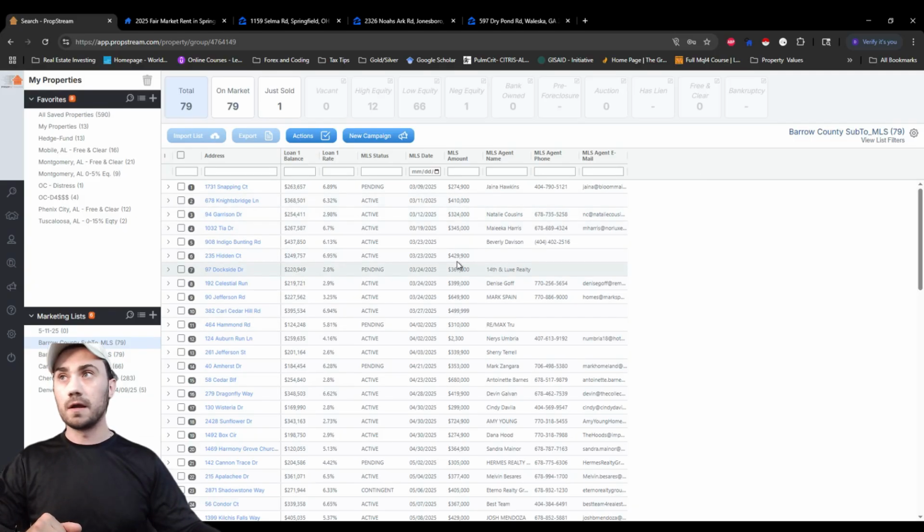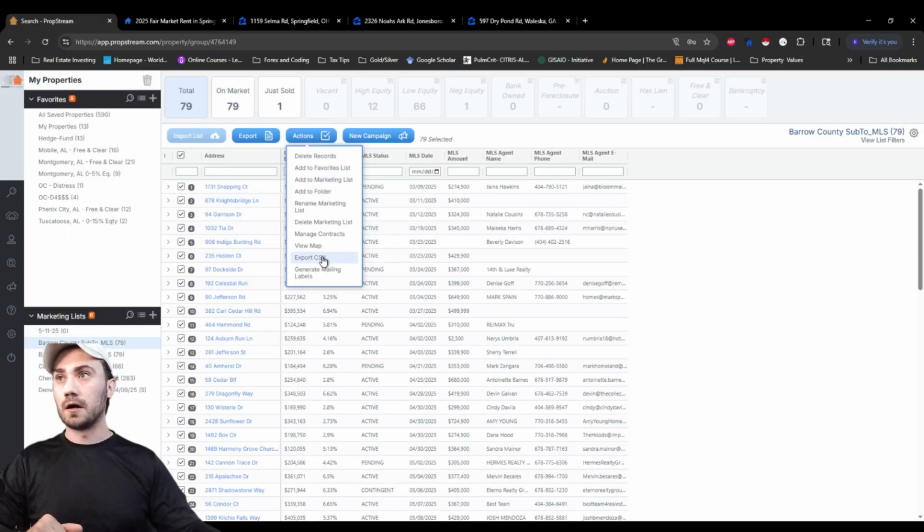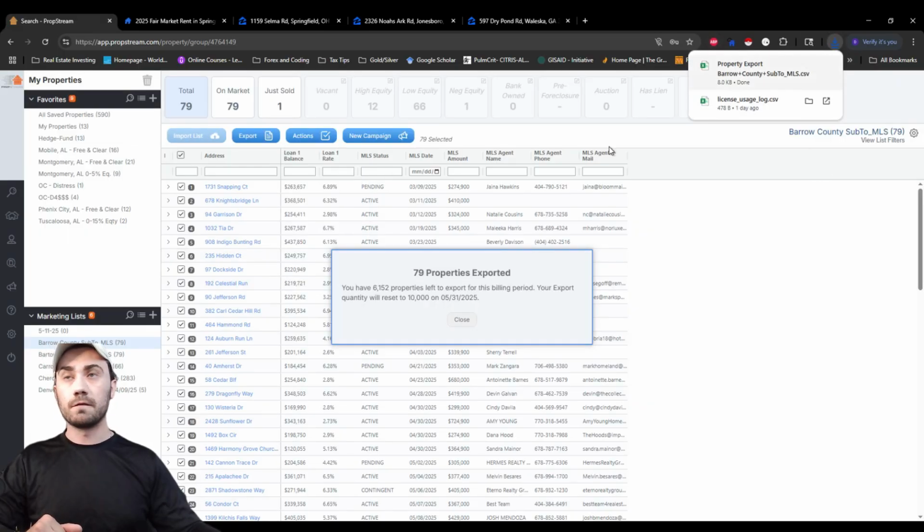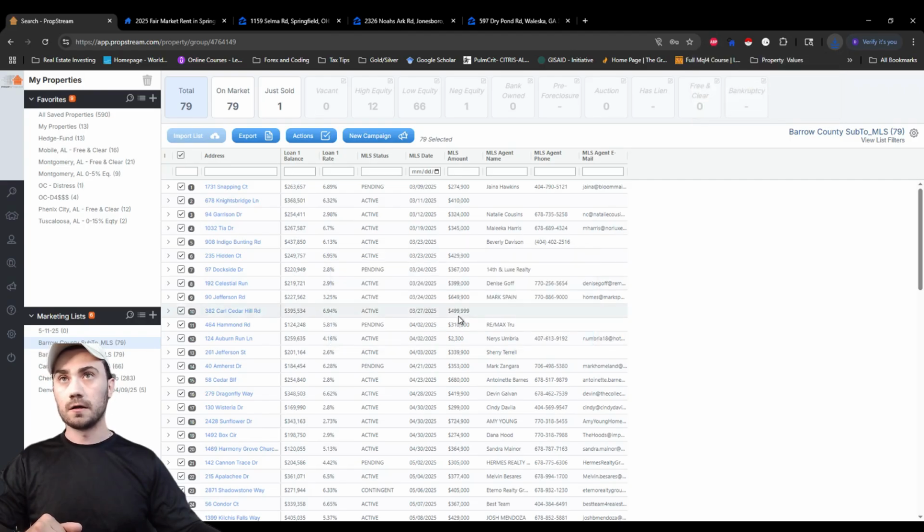So now that this is created and our filtration has been set for the exportation, come over here to the top left. We're going to select all of these properties. We're going to go into our Actions tab, and we're going to click on Export CSV. So this is going to be for one of my counties that I'm going to be targeting, which is the Barrow County. I'm going to click on Close.